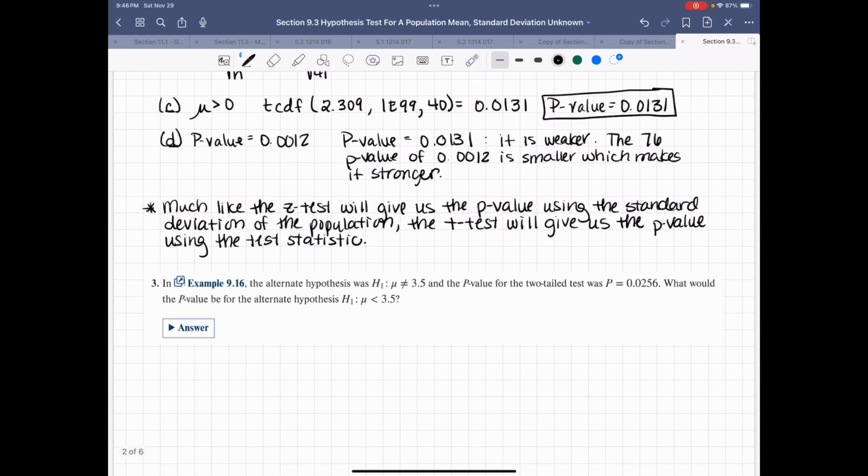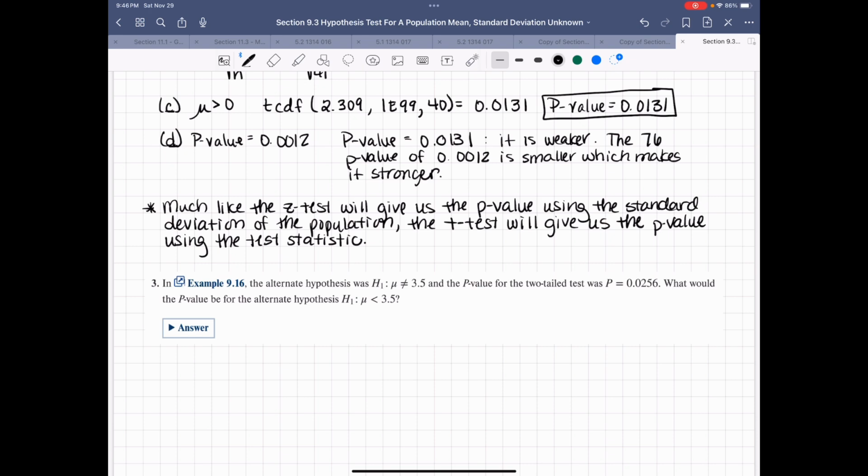Much like the z-test will give us the p-value using the standard deviation of the population, the t-test will give us the p-value using the test statistic that we find. I should have said not using the test statistic, but using the standard deviation of the sample mean there, okay? So we actually have a t-test just like we do a z-test.